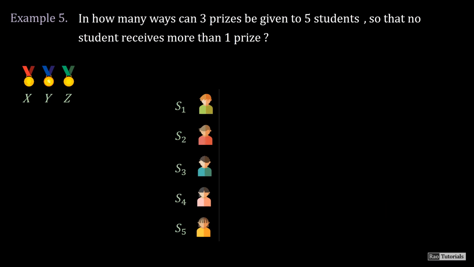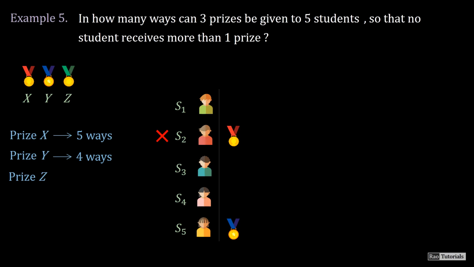Okay. Suppose we start with prize X and we have 5 students in front of us. So this prize can be given in 5 ways. For this example, let us give it to S2. Now let us distribute prize Y. We can't give this prize to S2 as he has already received a prize and no student can receive more than one prize. So for prize Y, we have 4 choices. For this example, let us give it to S5. Now for the last prize Z, we have 3 choices, excluding the 2 students who have already received a prize. So the total number of ways is 5 into 4 into 3, 60.